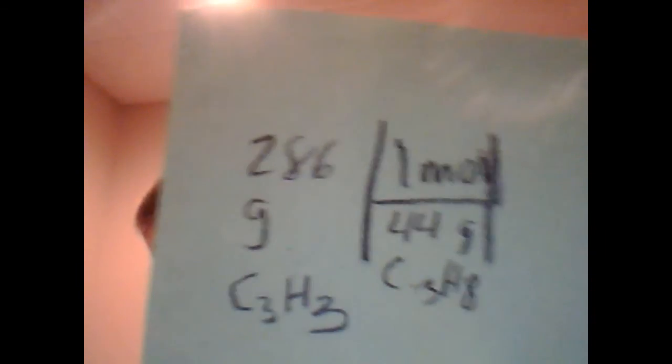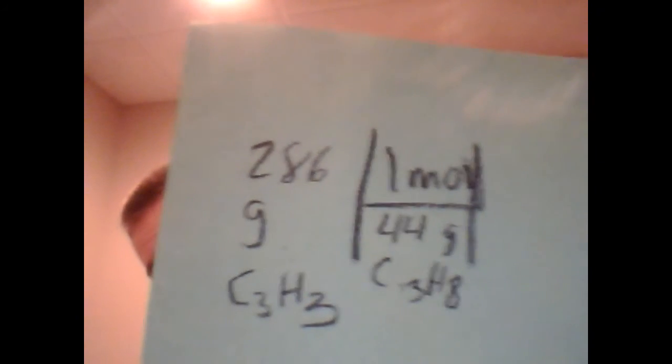Now after you have that, you're going to want to multiply 286 times 1. 286 times 1 is 286. When you divide that by 44, let me write this out real quick: 286 divided by 44, you're going to get, see that right there? We're going to get 6.5. So that's your answer, 6.5 moles of propane.